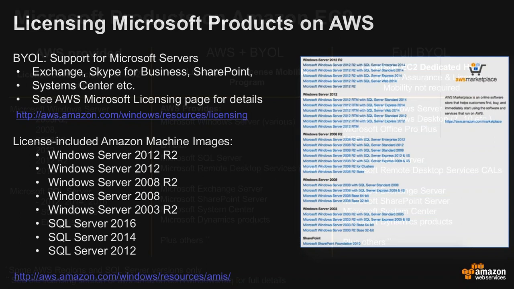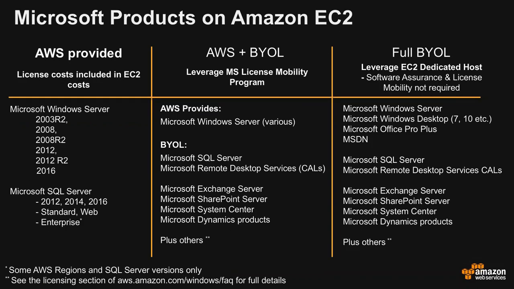I'm not going to spend too long going through this slide, but you can see here the 3 verticals, or the 3 types, of Microsoft product licensing on Amazon EC2. First, where AWS provides the licensing and the licensing costs are included in the EC2 per-hour costs. Second, AWS plus bring your own licensing, where you can leverage your Microsoft License Mobility program; we will provide the Windows Server licensing, and you'll bring your own application licensing. Third, a full bring your own licensing, which leverages EC2 Dedicated Hosts with software assurance.